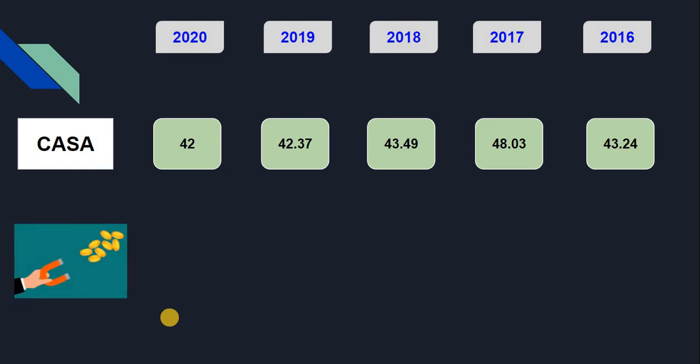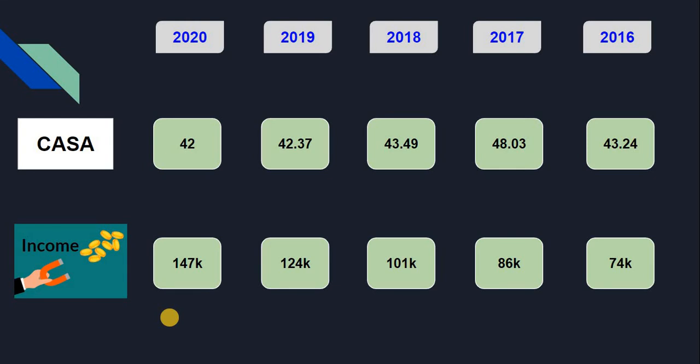The CASA ratio is also reducing drastically. That is the current account versus savings account percentage ratio, so it is being reduced. So it's not a good sign. And if you could see, they increased their income from 2019 to 2020 from 1 lakh 24,000 crores to 1 lakh 47,000 crores, which is a good sign. And their income has been consistently increasing for the past 5 years.